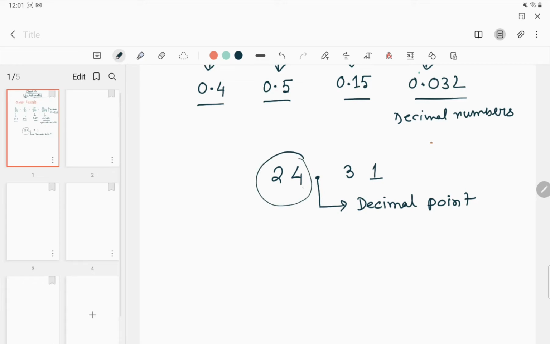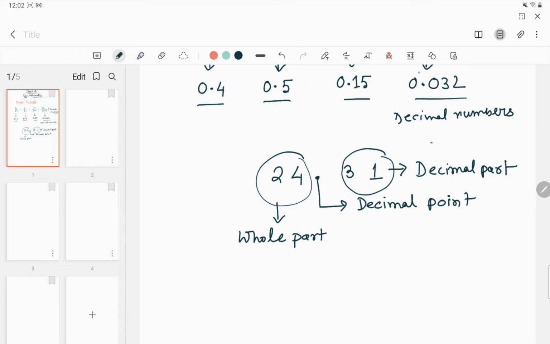This part, that is the left part of the decimal point, is known as the whole part. Okay. And the right part of the decimal point is known as the decimal part. Okay. So 24.31 is a decimal number, and this point is called the decimal point, which separates the number into two parts. The number to the left of the decimal point is the whole part, and the number to the right of the decimal point is called the decimal part. Okay.